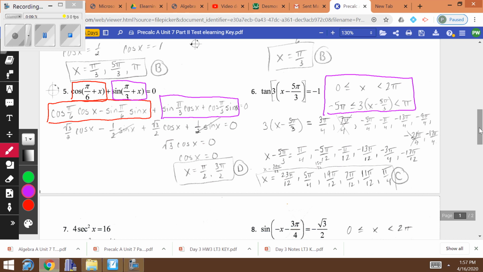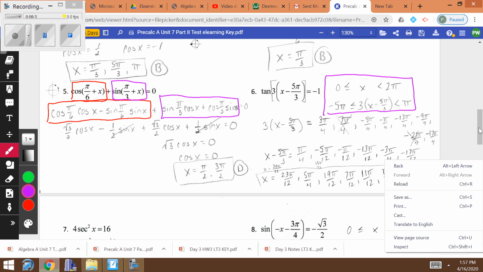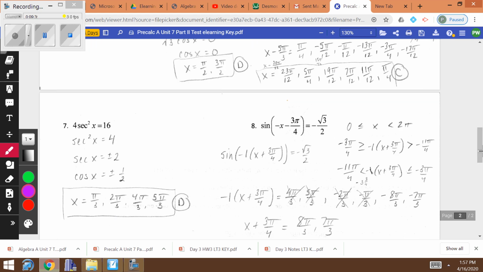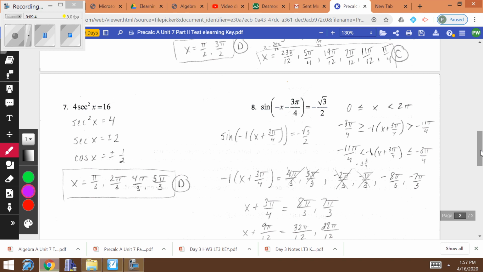Number 7, looking at this one, if I can move it down here, probably the biggest mistake, and I was actually kind of surprised at how many people made this mistake, was in taking the square root of that secant. When you take the square root of the secant squared, it is plus or minus.